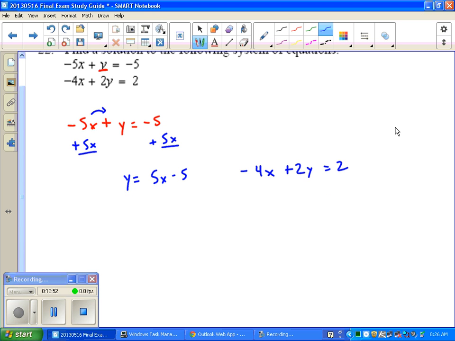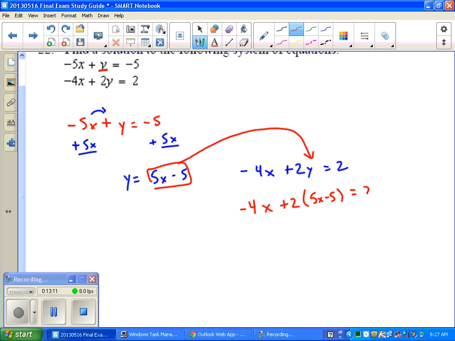All we'll do with this one is in place of y, since this says y equals this, we'll just drop this in place of y, or we'll substitute it. So -4x plus 2, now we don't have y anymore. We got a new value for y. It's 5x minus 5 equals 2. Go ahead and simplify this side here. 2 times 5x is 10x. 2 times -5 is minus 10. You have -4x, that's positive 10x. When we combine those two, -4x and positive 10x, it leaves you with 6x minus 10 equals 2.